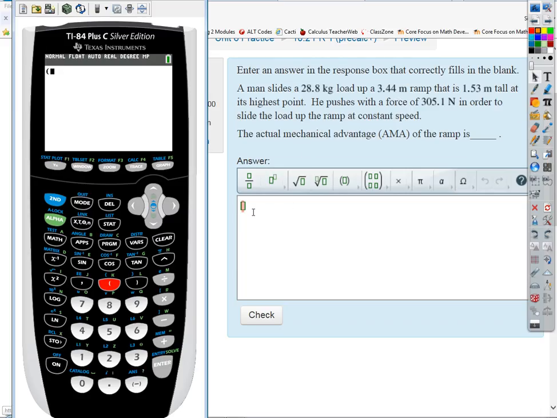So, I'm sorry, but mechanical advantage, what am I doing? I'm thinking of efficiency, right? Mechanical advantage is just forces. So it's just going to be 28.8 times G, whatever the weight is that I'm lifting, divided by how much force I'm applying. So we ignore the distances? We don't even care about distances on actual mechanical advantage. It's just the ratio of output force to input force. So 28.8 times 9.8 divided by 305.1. That's it?